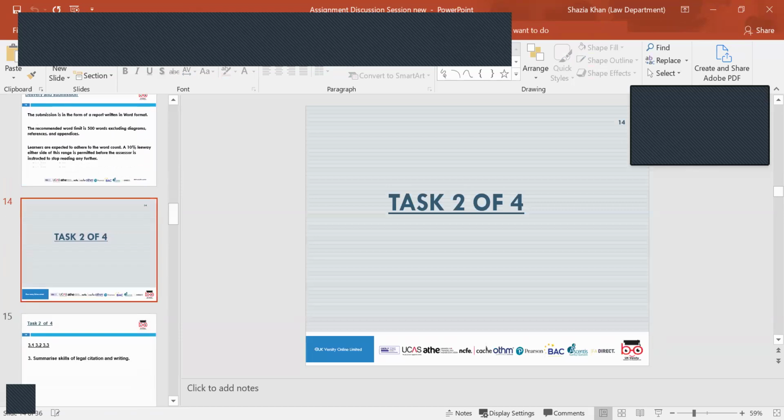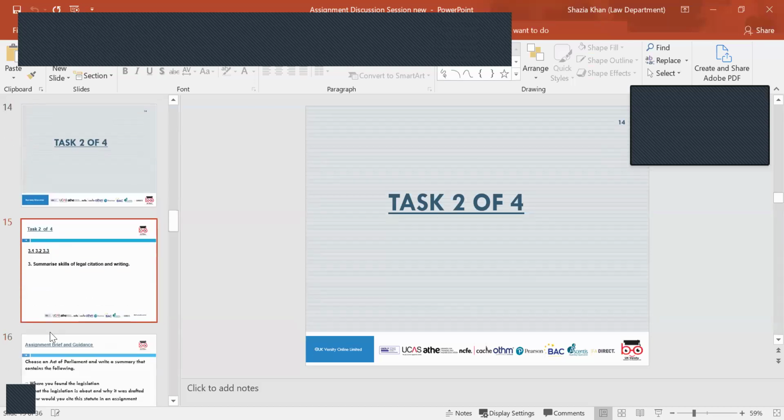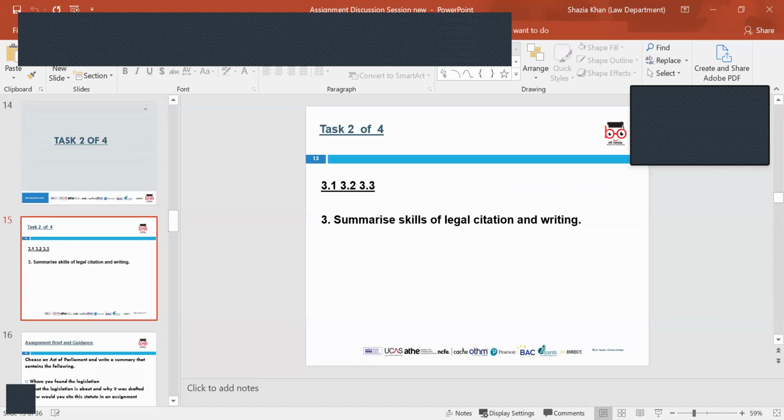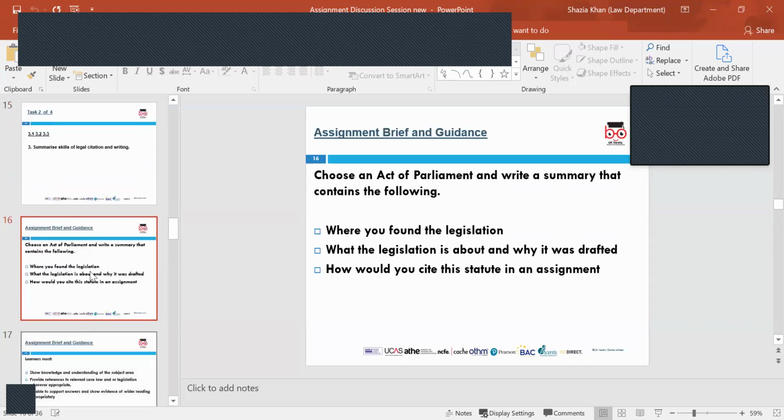Task 2. This is task 2 of 4. Here you would look at summarizing 3.1 to 3.3. Here you will summarize skills of legal citation and writing. Assignment guidance: you will choose an Act of Parliament and write a summary that contains the following. It could be any Act of Parliament, the Equality Act, the Health and Safety Act, any of the acts that you could go through. For that act, you need to write the following.